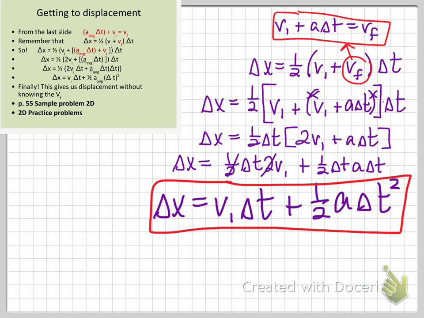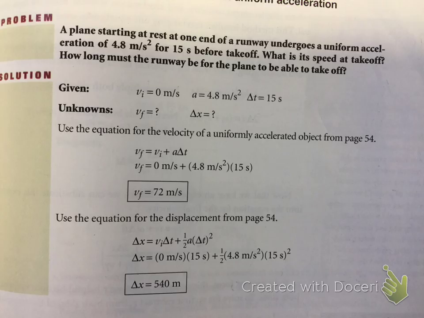So, all right, let's do 2D. Okay, plane starts at rest at one end of a runway, undergoes uniform acceleration of 4.8 meters per second for 15 seconds before takeoff. What is its speed at takeoff, and how long a runway does this plane need to get off the ground? So 2 different questions, both of them using equations that we have recently derived.